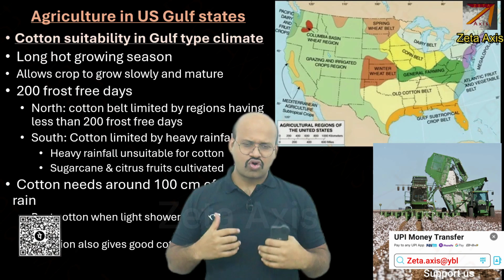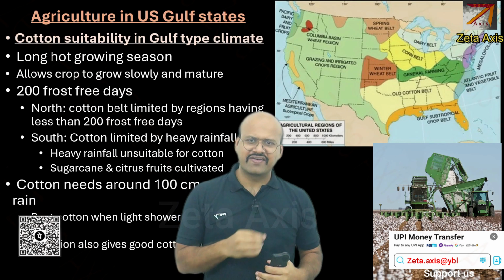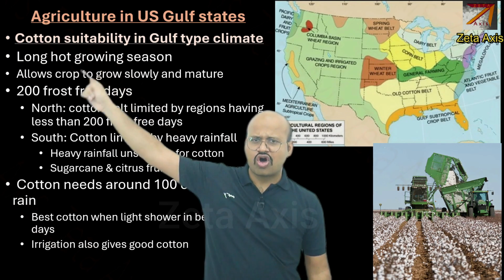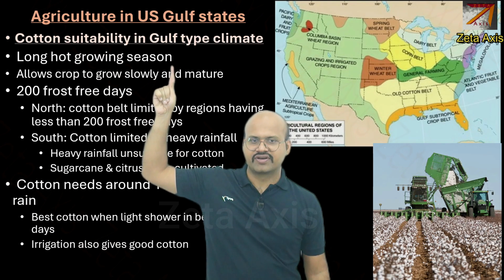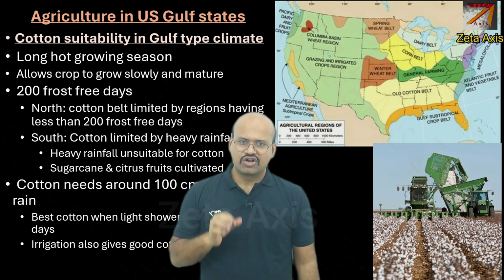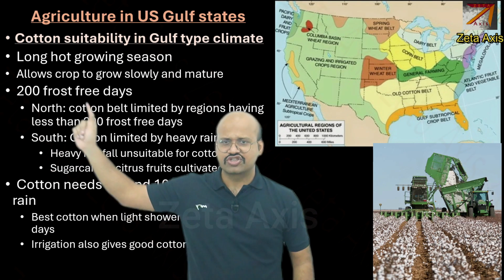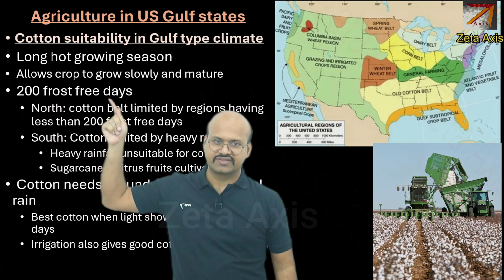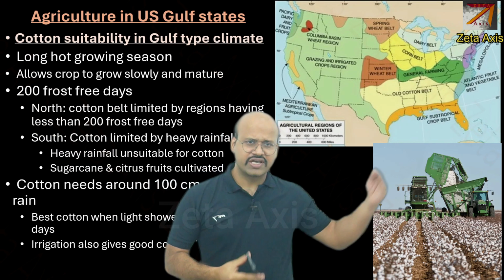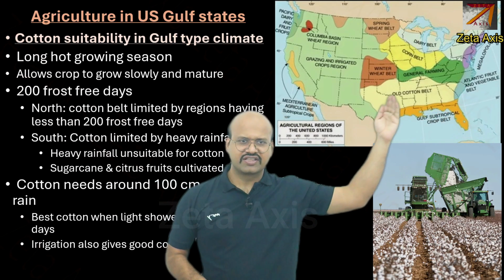Now, why is cotton grown so much in the Gulf type of climate? It is because of the long hot growing season available over here. Cotton requires a very long, warm atmosphere for growth. It requires at least 200 frost-free days. And that is why here you can see these are the southern regions where the cotton is produced.